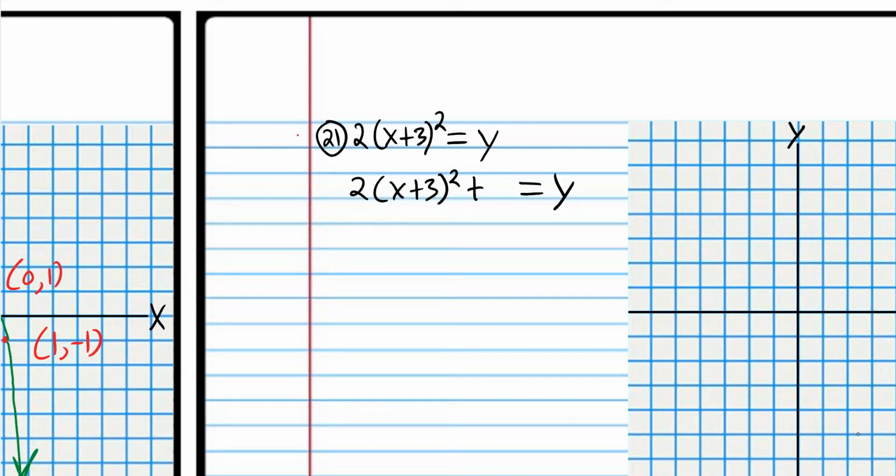It's just (negative 3, 0). Because we see that A is 2, H is equal to negative 3. Notice I changed the sign. And K is equal to 0. So now step 1 is to find the vertex, but we already see the vertex is (negative 3, 0).